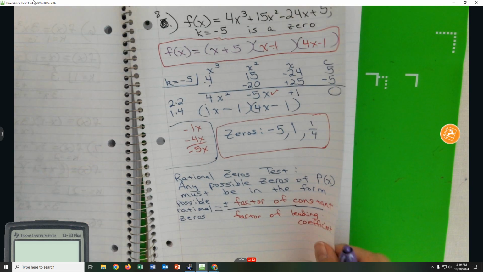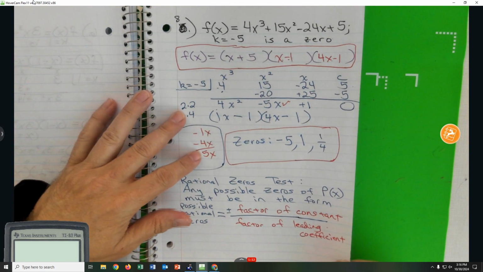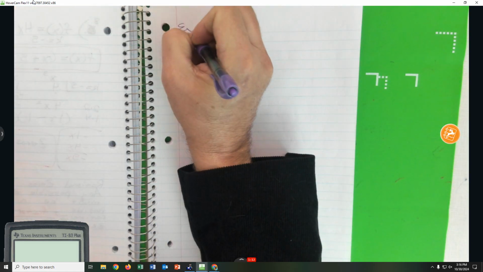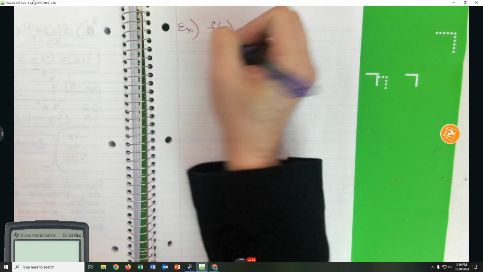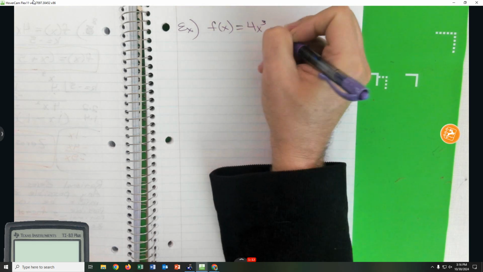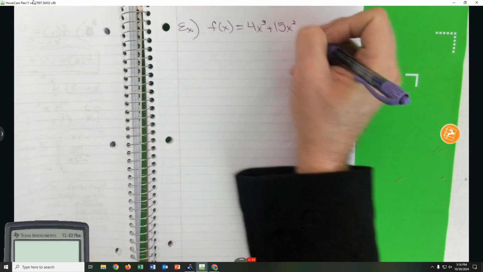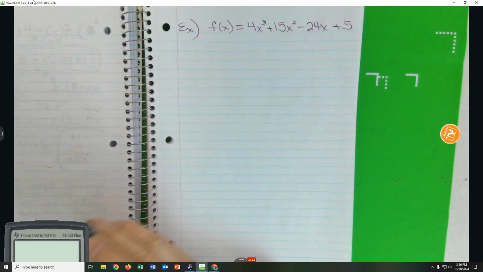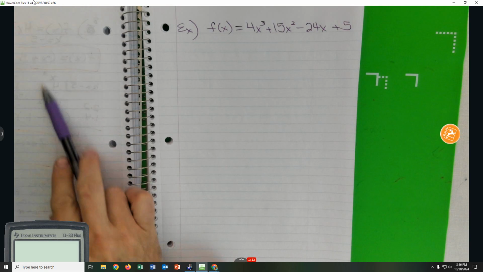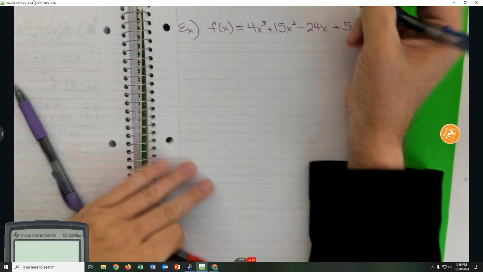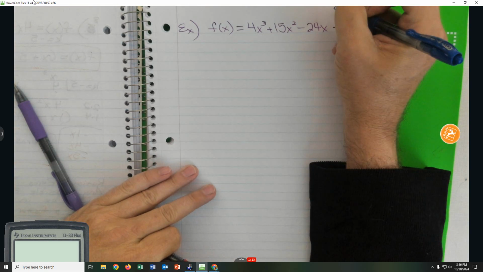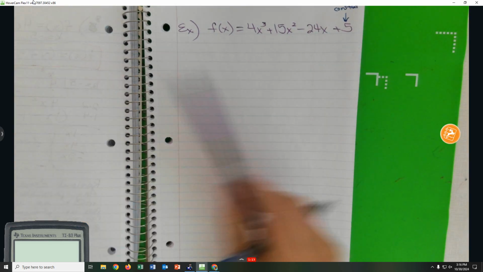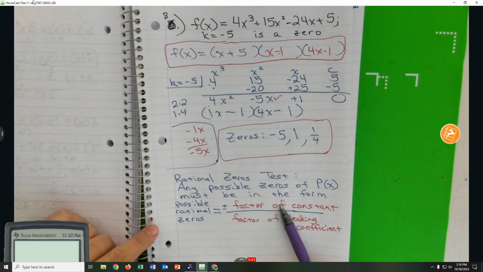So let me write that down. 4x squared plus 4x cubed plus 15x squared, let's say minus 24x plus 5. The constant term is what we start with, because the constant term is what we use for the numerator.